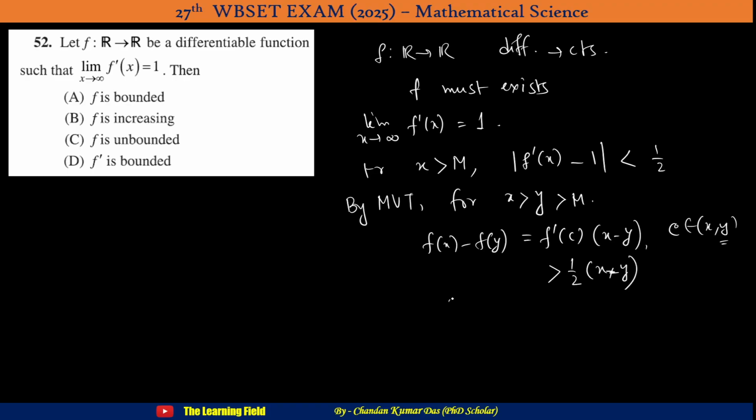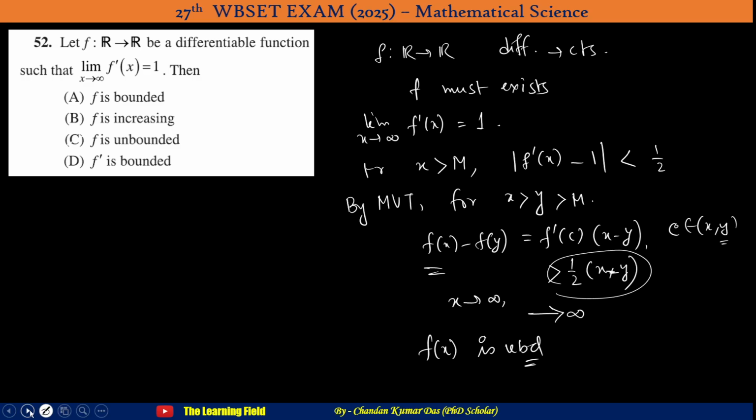That means as x tends to infinity, this portion definitely goes to infinity. That means f x is unbounded. So directly this is the proof of this question. So option C is our correct answer. Fine.